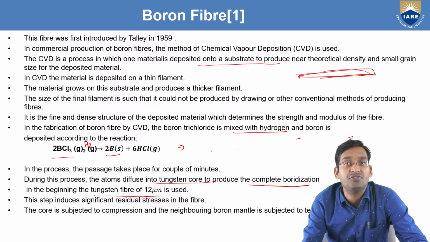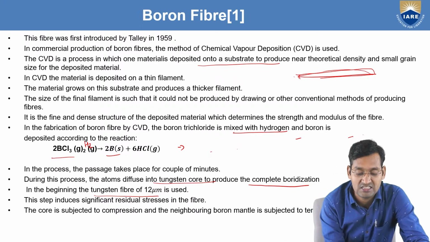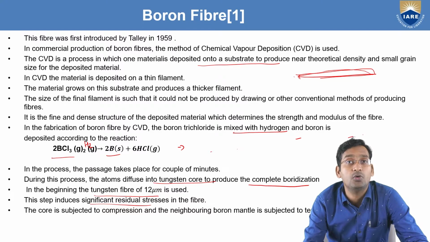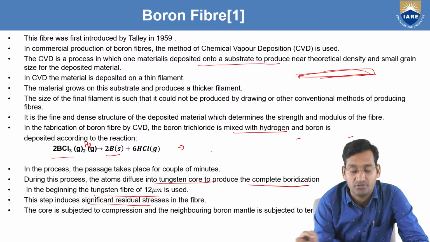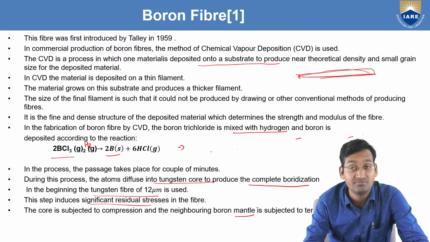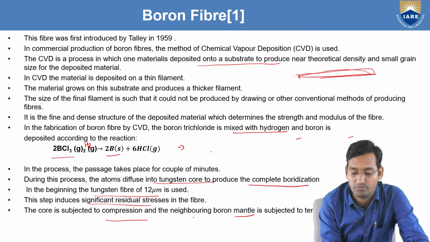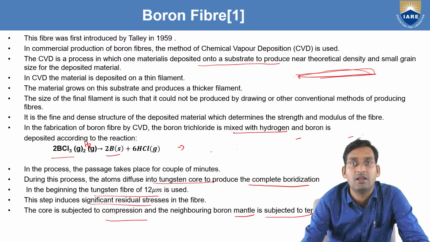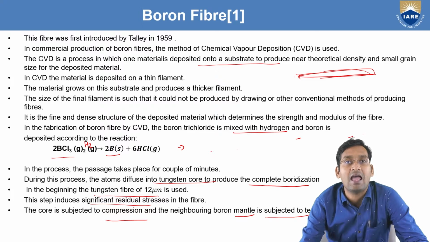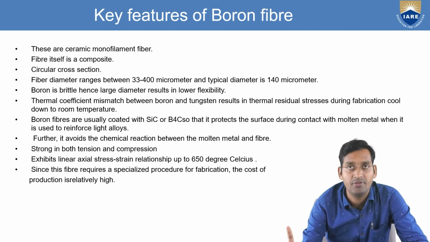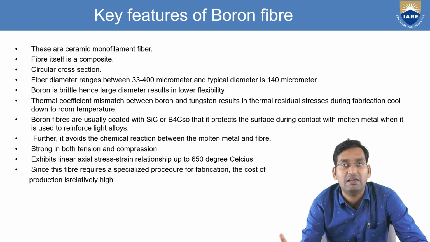This step induces significant residual stresses in the fiber. So in this step only, the significant residual stresses in the fiber are achieved. The core is subjected to compression and the neighboring boron mantle is subjected to tension. That means boron is subjected to tension and the core, that is tungsten, is experiencing compression. So that was the method of producing boron fiber by the CVD method.